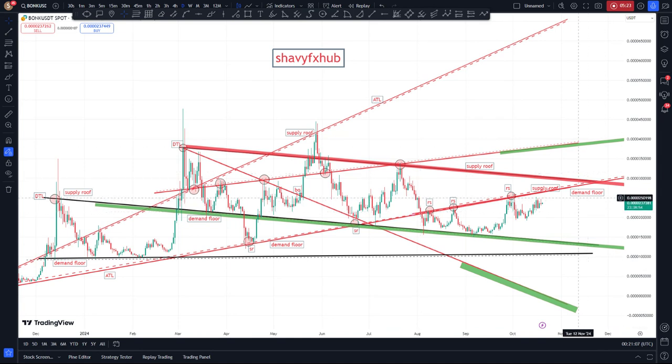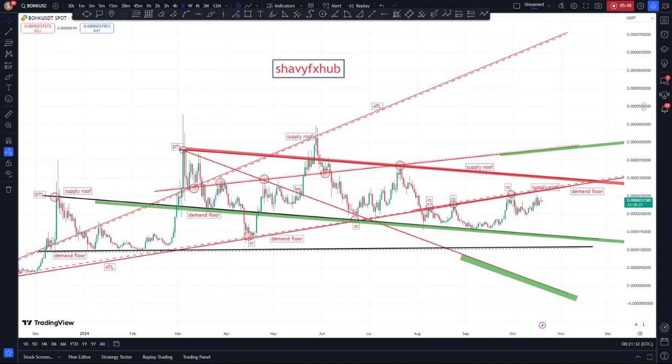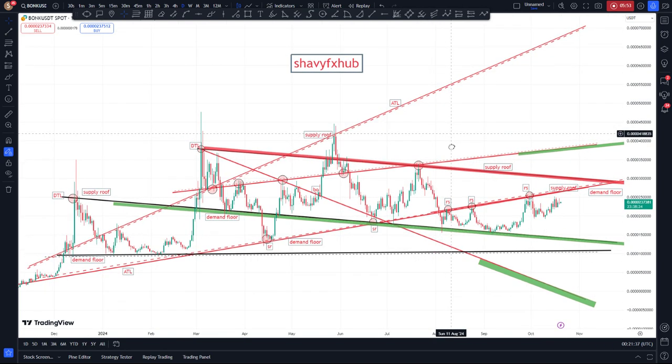So I expect price to test the supply roof once more. If the impulse leg from the demand floor we have on our green bar is strong enough to break the supply roof, then price returns to the demand floor for an uptick. But if that's not happening, then don't expect much. It's a little bit of choppy candles showing a lack of liquidity, and that's what it is.